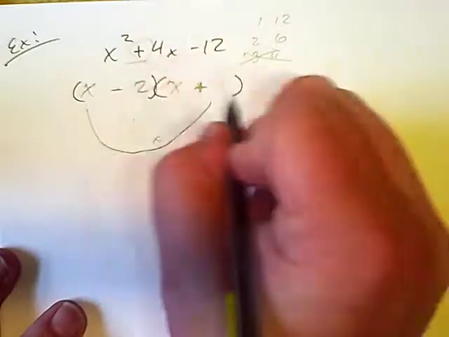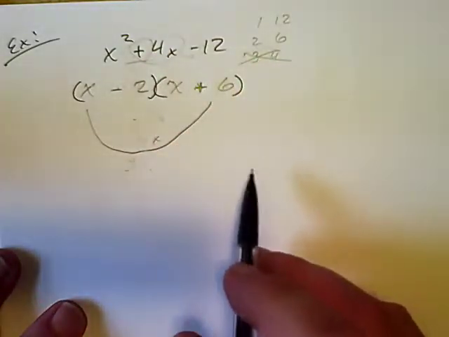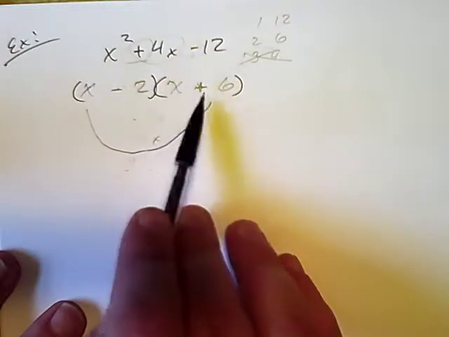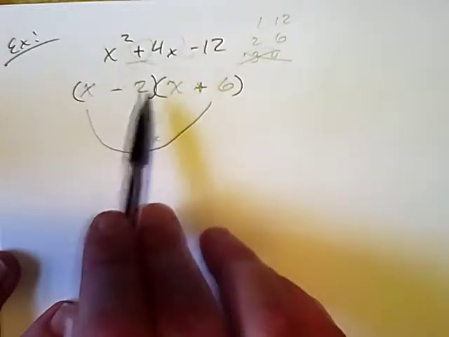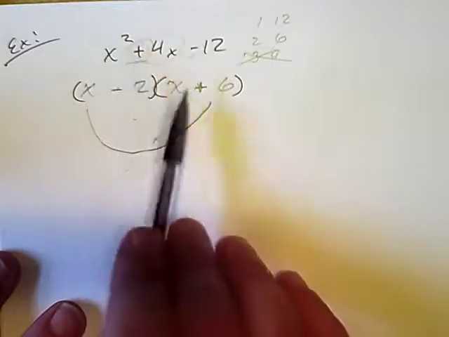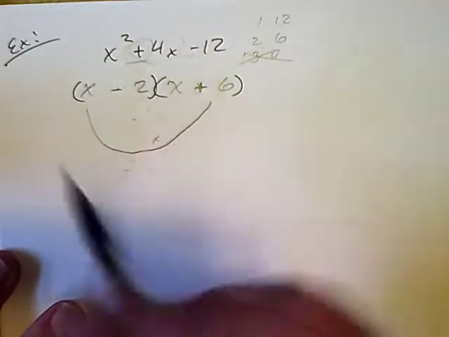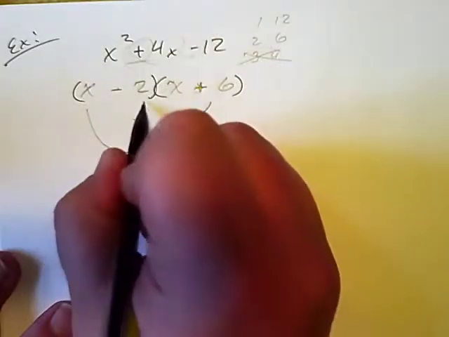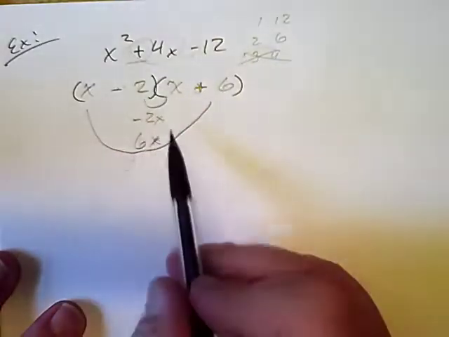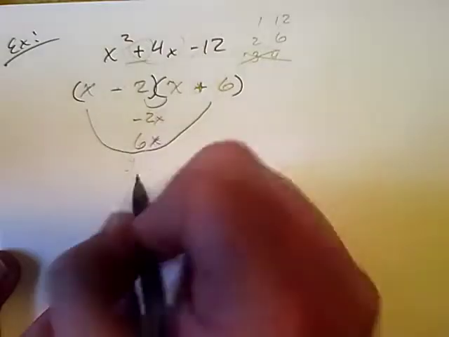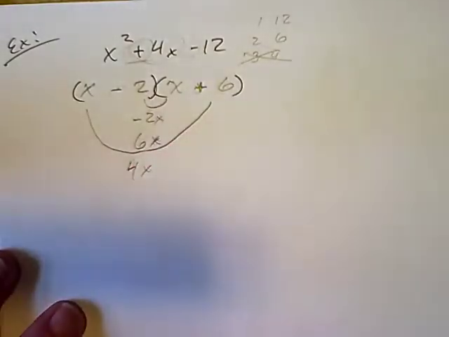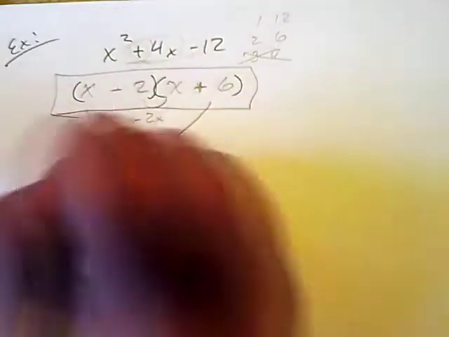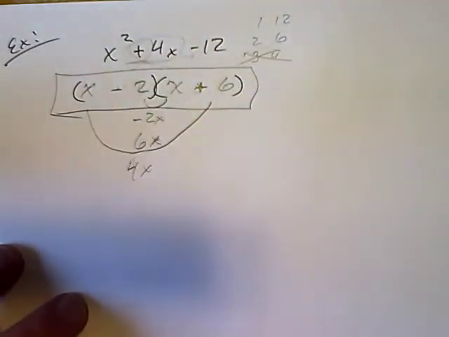So I'm going to go with 2 and 6. So second sign is negative. They have to have different signs, a positive and a negative. And the bigger one's going to get the positive. So the bigger one here, 6, gets the plus sign. So now x times 6 is 6x. Negative 2 times x is a negative 2x. Negative 2x plus 6x is 4x. Hey, that's what I was looking for, right? I needed a 4x, so these are my factors.